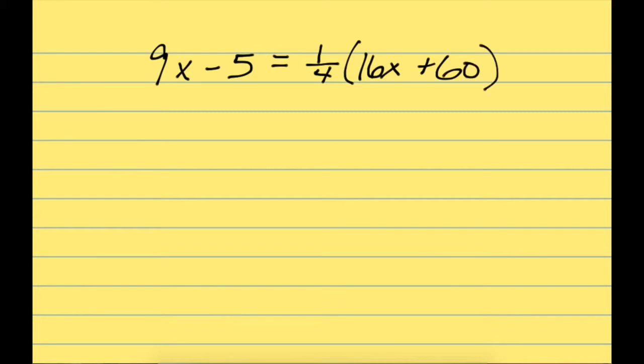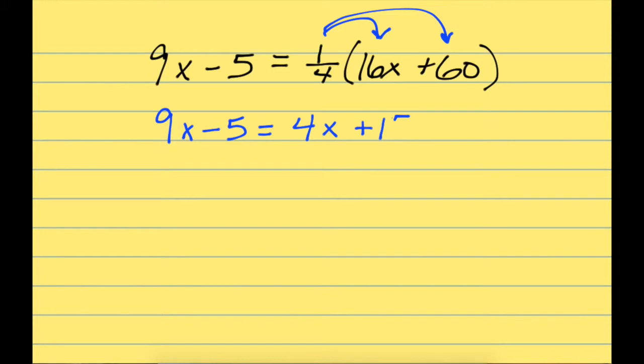Now I could either multiply both sides by 4 in this equation, or I could distribute that 1/4. Now yesterday we neglected to distribute because it would have given us some strange fractions to work with. In this case, when I distribute, we get whole numbers when we take 1/4 of 16 and 1/4 of 60. So I'm just going to go ahead and distribute, giving me 4x and 15 on the right hand side. And then I solve it just like I did the last problem.